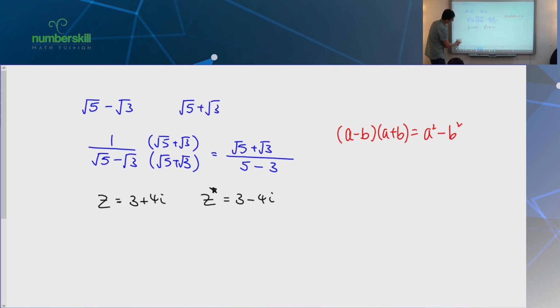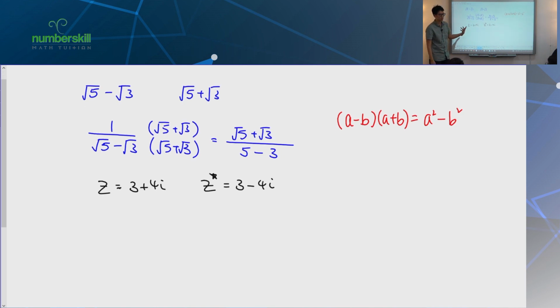Now, you ask, what's so special about this? What's special is what happens when you multiply a pair of conjugates together, z and z star. Something special happens. 3 plus 4i multiplied by 3 minus 4i. It's a bit like what we are doing for rationalizing, isn't it? Something special happens. So what is that something special?